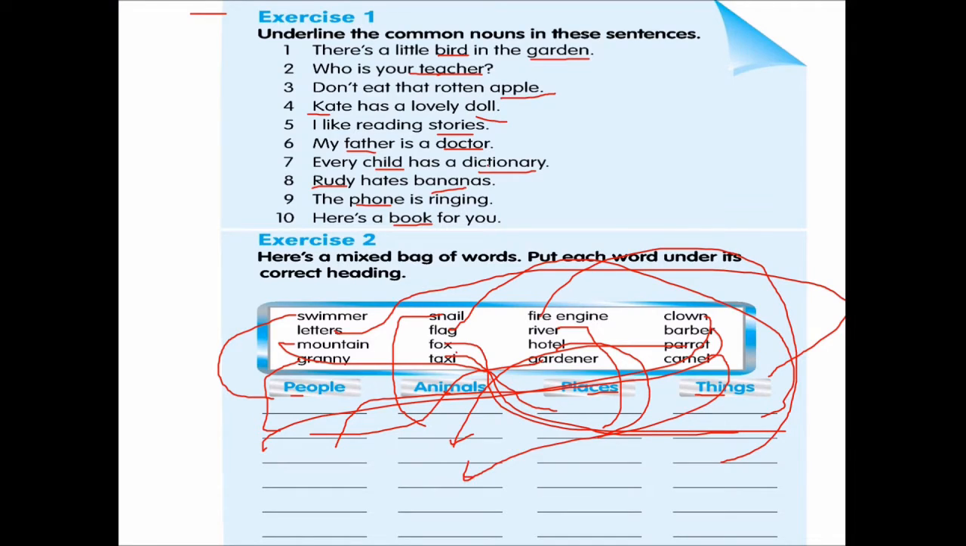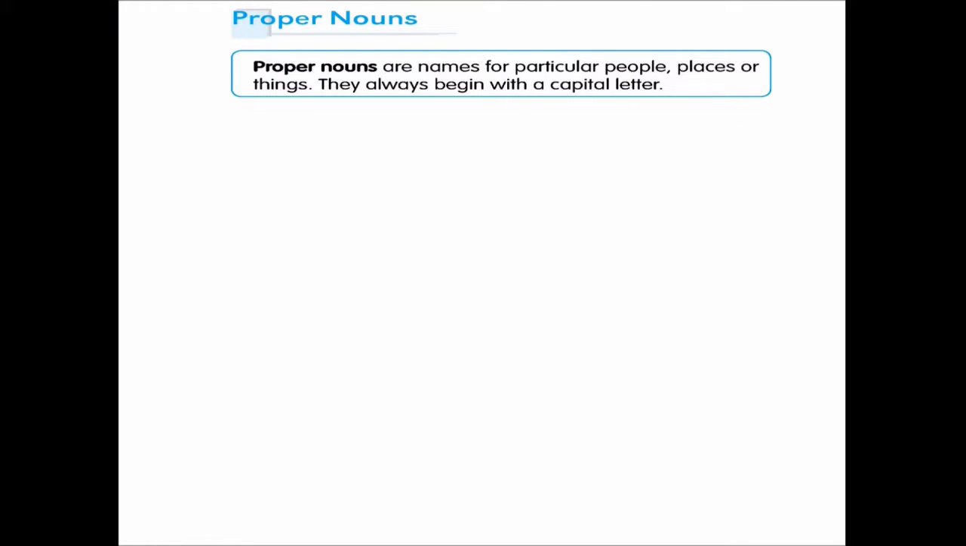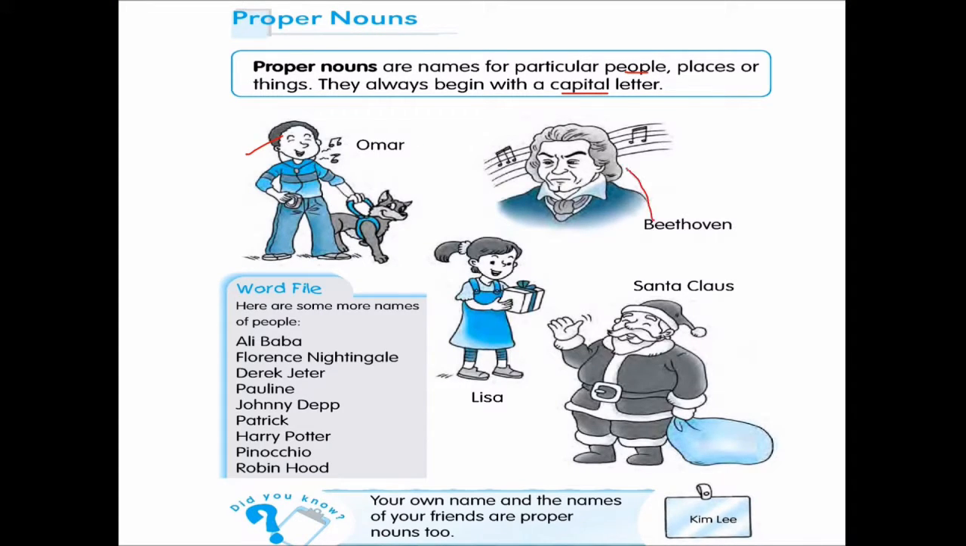Now coming to proper nouns. These proper nouns are names for particular people, places or things, not just any people, places or things. And they must always have the first letter as a capital, like Omar, Beethoven, Lisa, Santa Claus, Alibaba, Florence Nightingale, Derek Jeter, Polly, Johnny Depp, Patrick, Harry Potter, Pinocchio, Robin Hood, Kim Lee. Your own name and the names of your friends are also proper nouns.